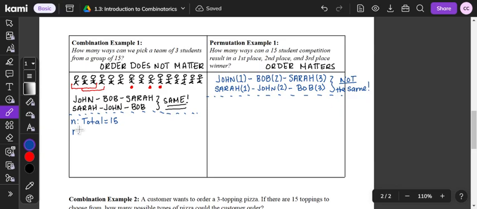R is always going to be the number I'm choosing. So number selected, and in this case, I'm selecting 3, right? And for my formula, remember I have N factorial on the top divided by R factorial times N minus R factorial. And of course, 15 minus 3, I know that is 12 factorial.